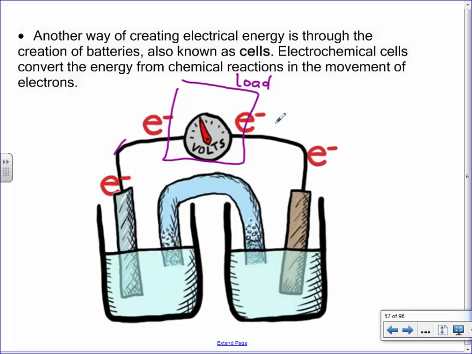Another name for a battery is a cell. Electrochemical cells are another word for batteries. If you can get electrons to flow, it's a battery.